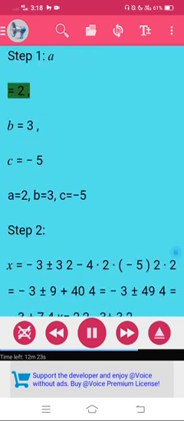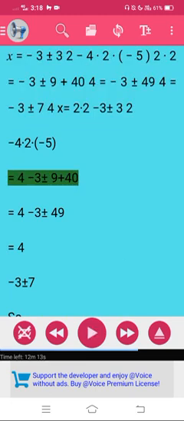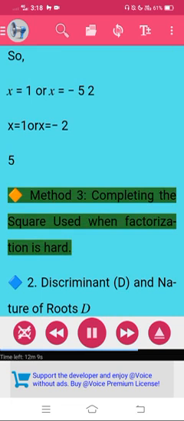Step 1: a = 2, b = 3, c = -5. Step 2: x = (-3 ± √(3² - 4·2·(-5))) / 2·2. Method 3: Completing the square, used when factorization is hard.